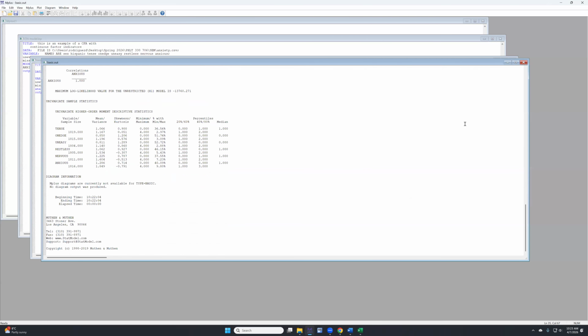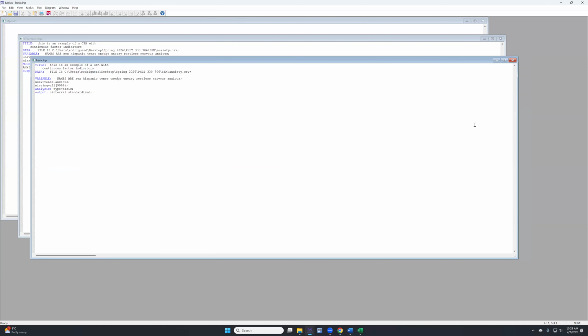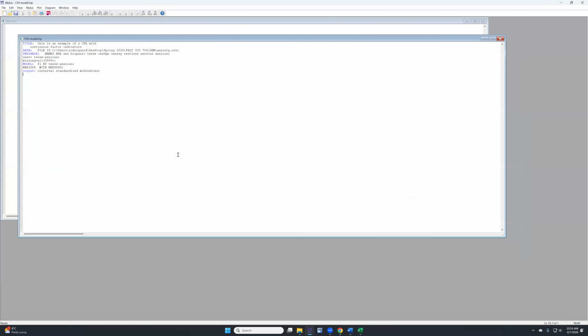And so I usually use this just to make sure that the model is working. Did I mess up in some way? Sometimes when you change data from say SPSS or something else to Mplus, you might have some weird characters in there. So this is just a way to check to make sure everything turned out okay before I run my CFA model. So here's an example of a CFA model. All right. So this looks just like what we did before. Again, I'm using just tense through anxious. And by the way, all these variables are continuous in nature.